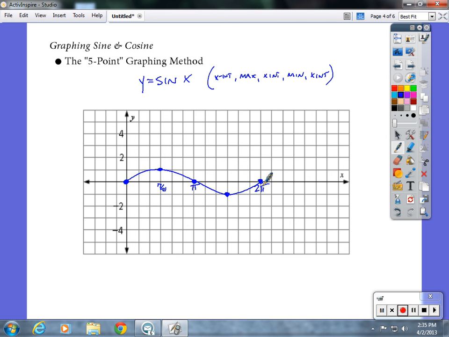Okay. Now it's not shifted or anything. Cosine, so y equals cosine of x. All right, same points, just different order.